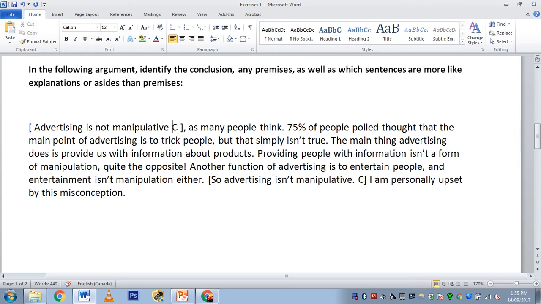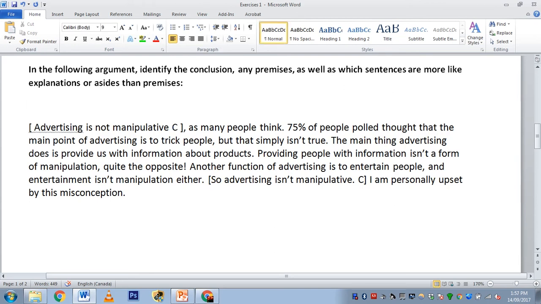I see what you're saying, but that would be advertising is not as manipulative as many people think. Not advertising is not manipulative, comma, as many people think. And then the next sentence clarifies, 75% of people polled thought that the main point of advertising is to trick people. So I think that explanation shows that what they mean is it's not as manipulative as they think, rather than that it's not manipulative the way people think it is. Do you see the distinction I'm making? Does that make sense? Okay, okay.